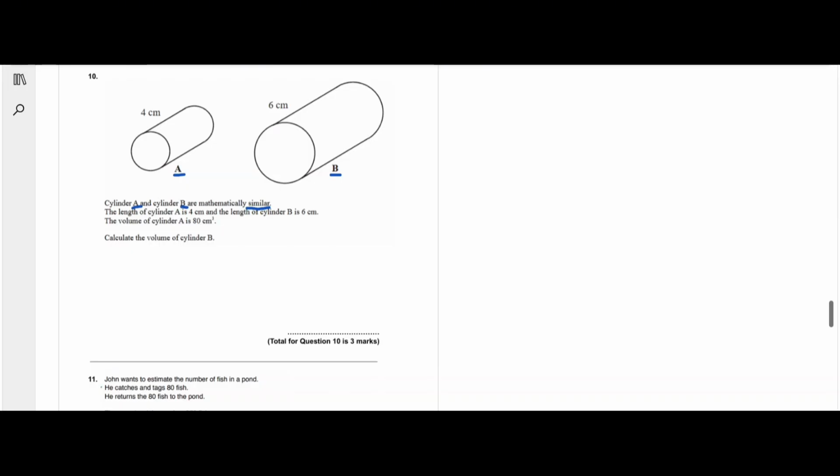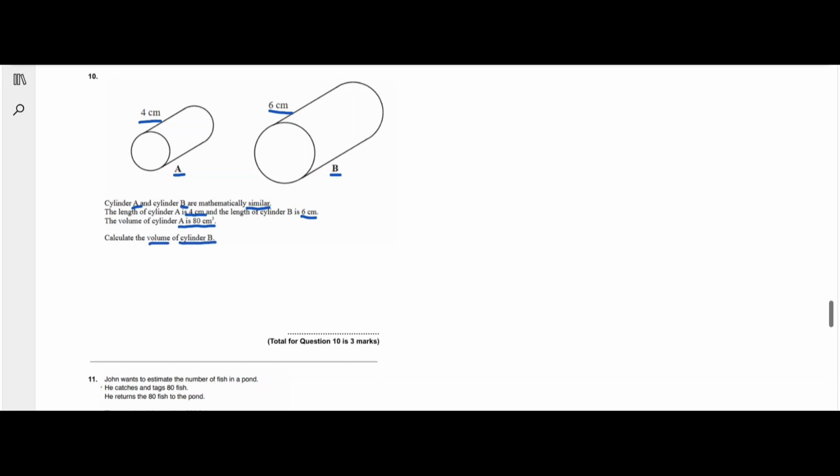So the length of cylinder A is 4 centimetres. We can see that because it's here. The length of cylinder B is 6 centimetres. Again, we can see that because it's here. The volume of cylinder A is 80 centimetres cubed. Calculate the volume of cylinder B.